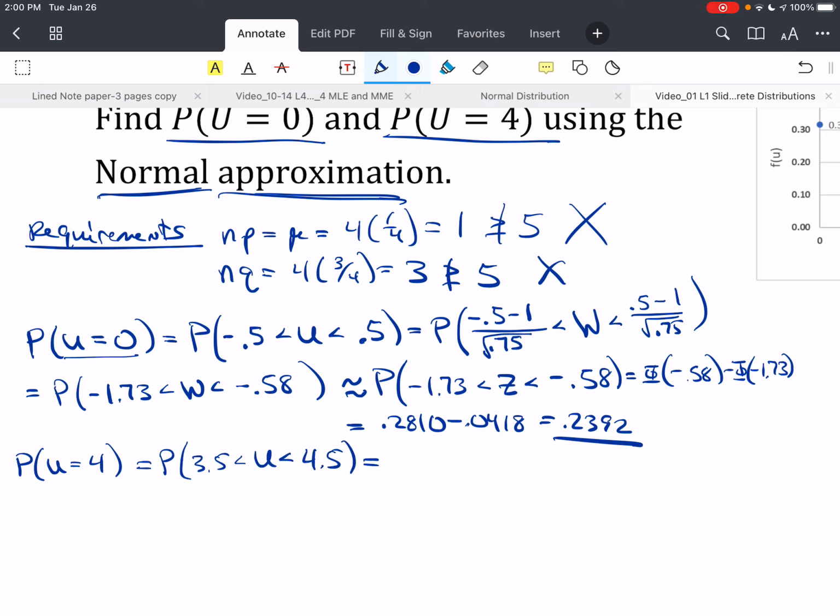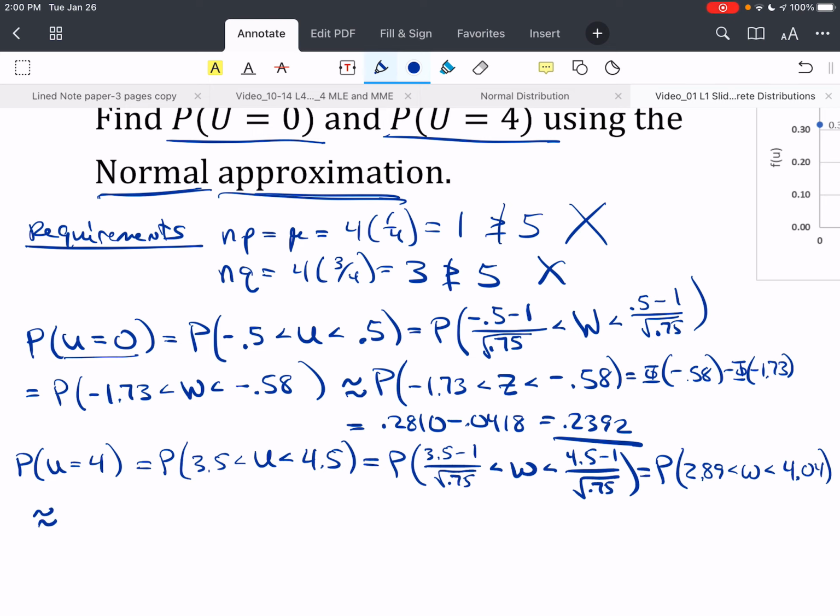And then we're going to transform, and so we're going to have 3.5 minus 1 over square root of 0.75. We're subtracting the mean, dividing by the standard deviation. This becomes w. This will be 4.5 minus 1 over square root of 0.75. And this will be the probability that w is between 2.89 and 4.04.